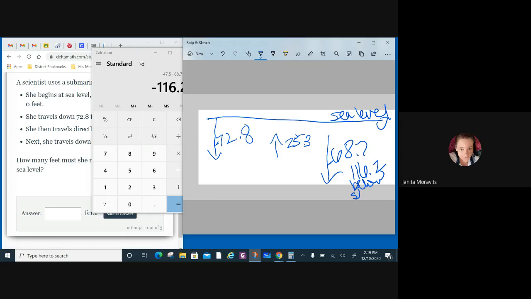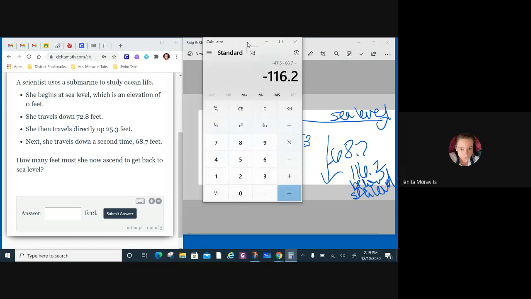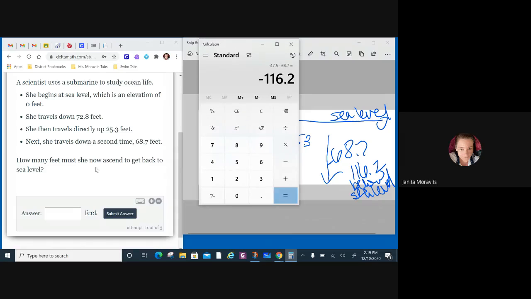below sea level. Now, if she is 116.2 feet below sea level, how many feet does she now have to ascend or go up to get back to sea level? Now, you can't put that negative sign in there because that means she's going to go further down. But we want her to come back up to sea level. So we're going to put 116.2 feet.